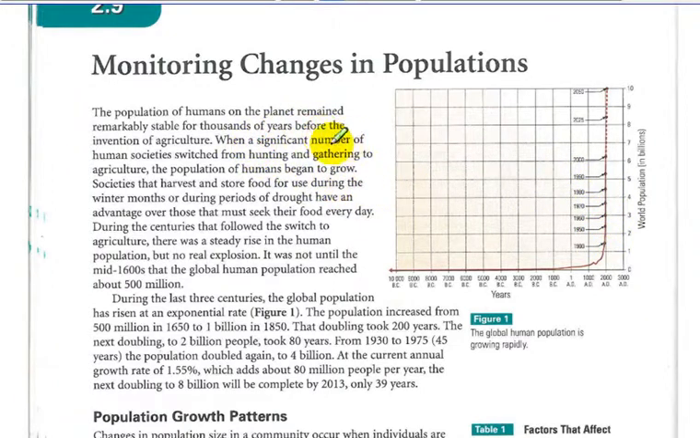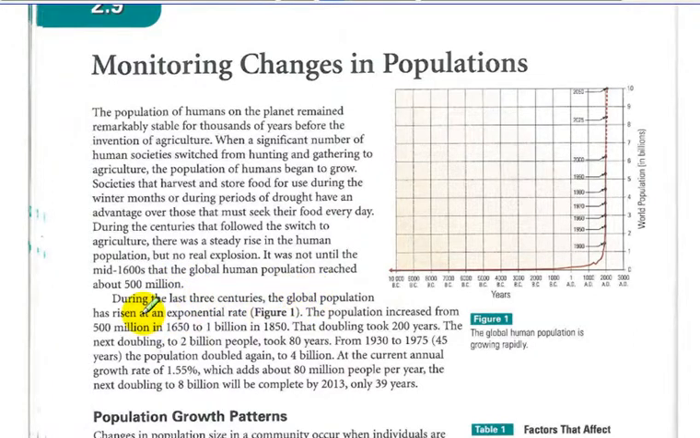Okay. When a significant number of human societies switch from hunting and gathering to agriculture, the human population began to grow. Societies that harvest and store food for use during the winter months or during periods of drought have an advantage over those that must seek their food every day. During the centuries that followed the switch to agriculture, there was a steady rise in human population, but no real explosion. It wasn't until the mid-1600s that the global population reached about 500 million.